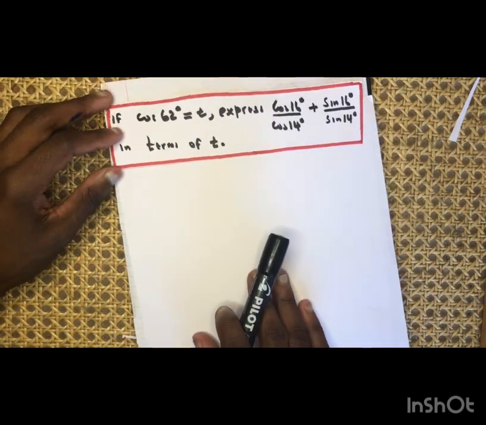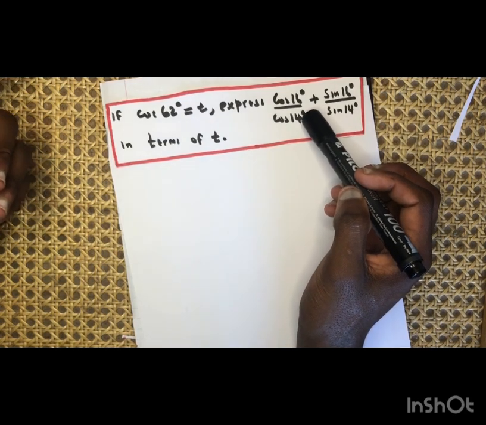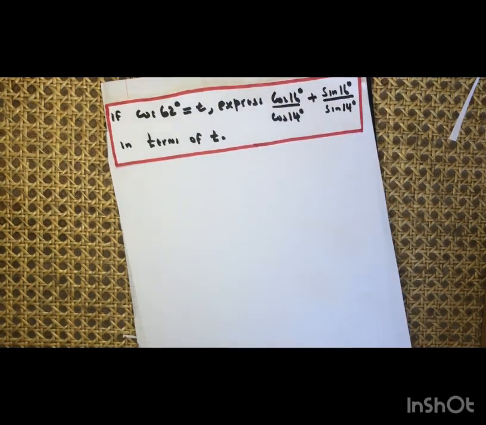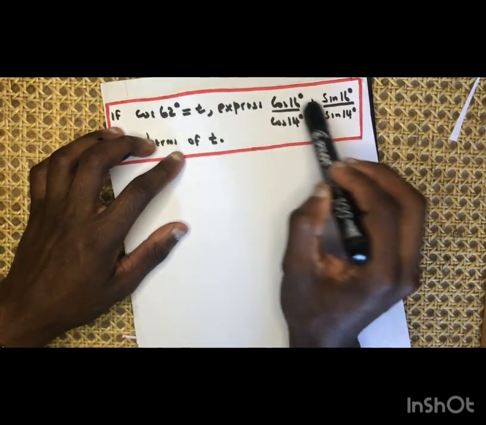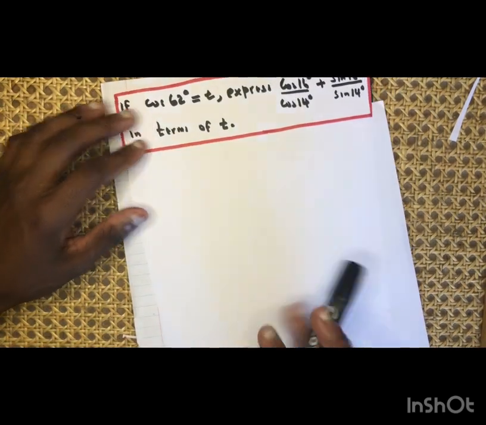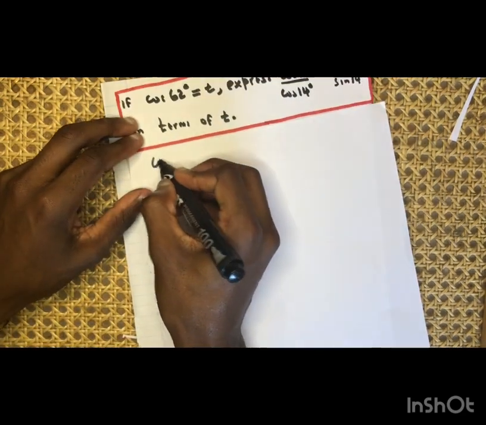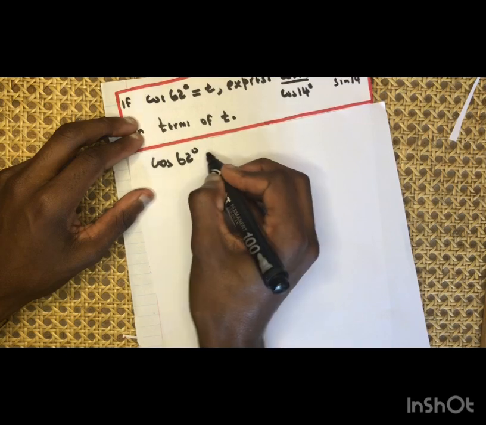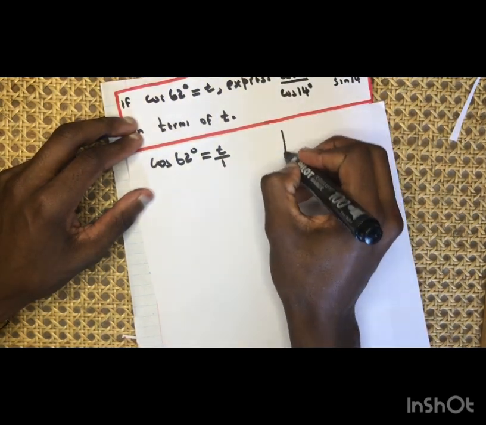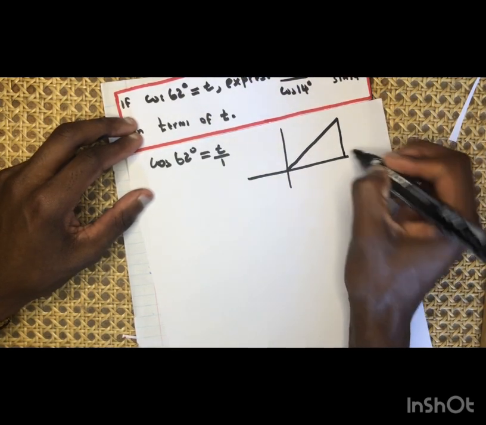Guys, if you watch my first video when we were dealing with simplification, the numerical expressions, you will be able to tackle this question because it's the same approach, guys. So here, I'm going to take this one and apply my diagrams again. So I have cos 62 is equal to t, then I have 1 here. So I'm going to sketch my diagram. I'm going to represent this on the first quadrant again.